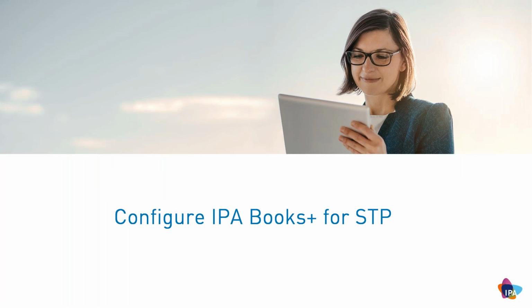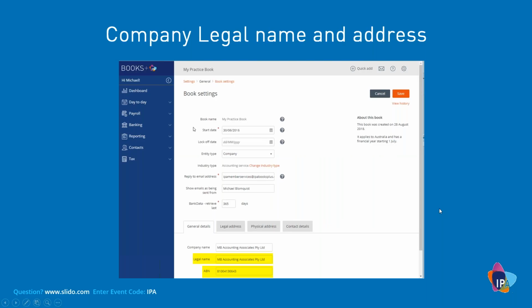Okay, so that completes the process of actually setting up your STP account. The next step we need to do is go into IPA Books Plus and configure it for STP. This process is fairly simple. Firstly, you do need to have a legal name and ABN listed in the book settings, which you'll get from the account button, selecting settings. This is a name we suggest you copy in from the ABN register, so you have the name consistent with the STP account and with the ATO records.